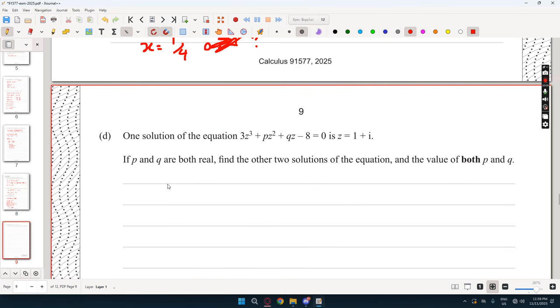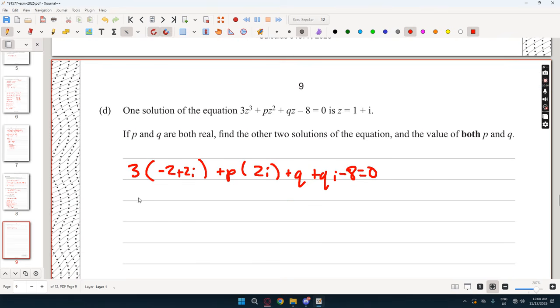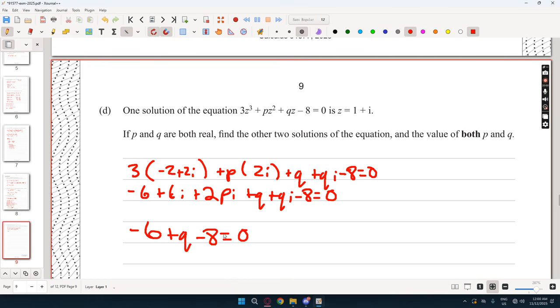This is the simple equation, right? So 3 times, well, you can ask your calculator, 1 plus i cubed. That's minus 2 plus 2i plus p times 1 plus i squared. That's 2i plus q plus qi minus 8 equals 0. So minus 6 plus 6i plus 2pi plus q plus qi minus 8 is 0. So minus 6 plus q minus 8 equals 0.